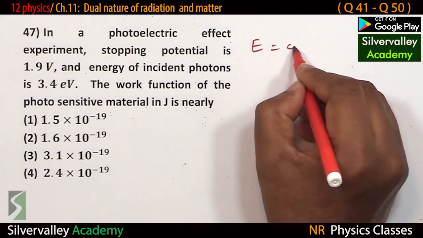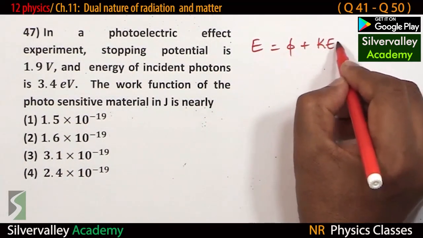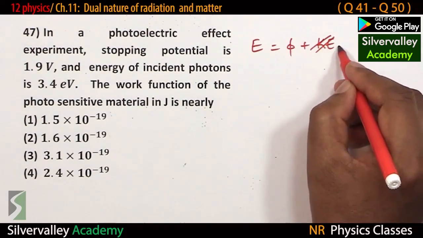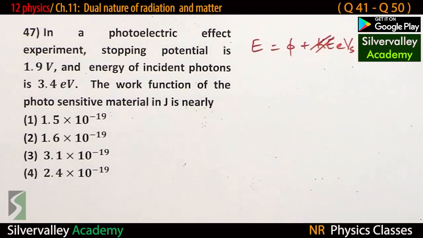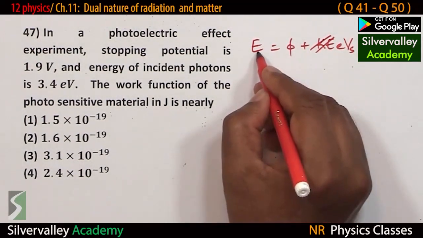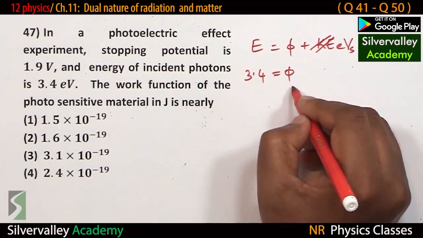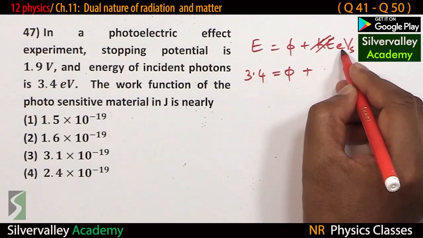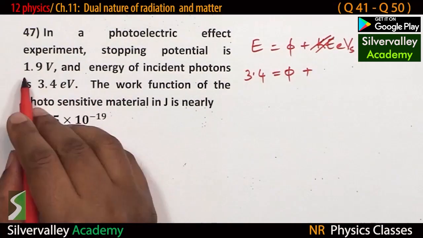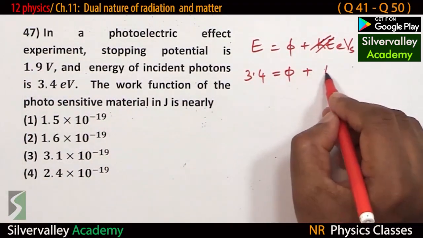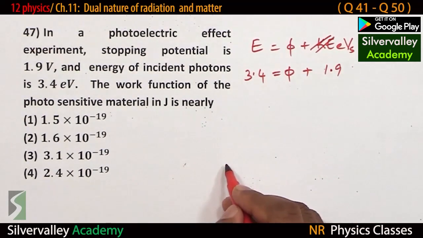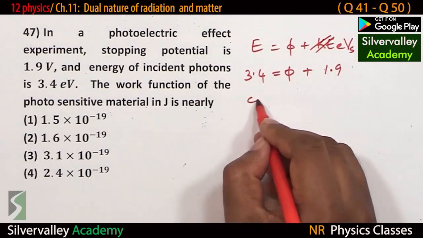E equals work function plus kinetic energy. Kinetic energy is charge times stopping potential. This is 3.4. Work function is unknown. Charge times stopping potential is 1.9. So the difference of these two is the work function.